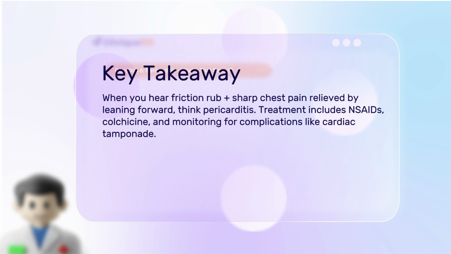Key takeaway: when you hear a friction rub plus sharp chest pain relieved by leaning forward, think pericarditis. Treatment includes NSAIDs, colchicine, and monitoring for complications like cardiac tamponade.